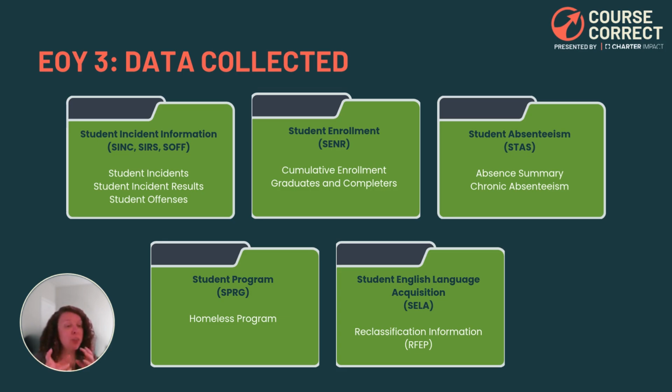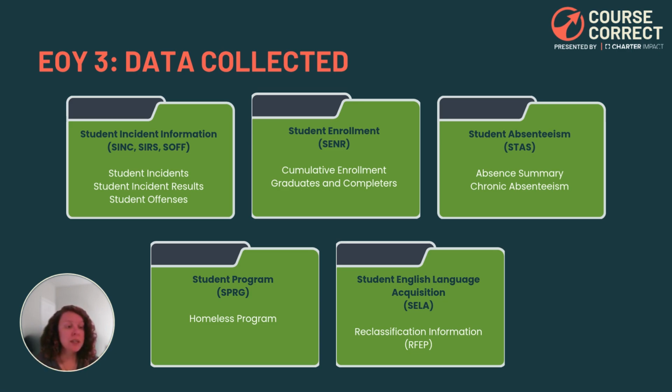There are actually 3 file types that are related to student incidences, or as I think about it in my head, just like discipline. So there is the student incidents file, the SINC, the student incident results file, so what happened as a result of the incident, the action taken, that's SIRS, and then specific information about the student offenses, which is the SOF. SINC, SIRS, and SOF are all of the files related to student incidences.